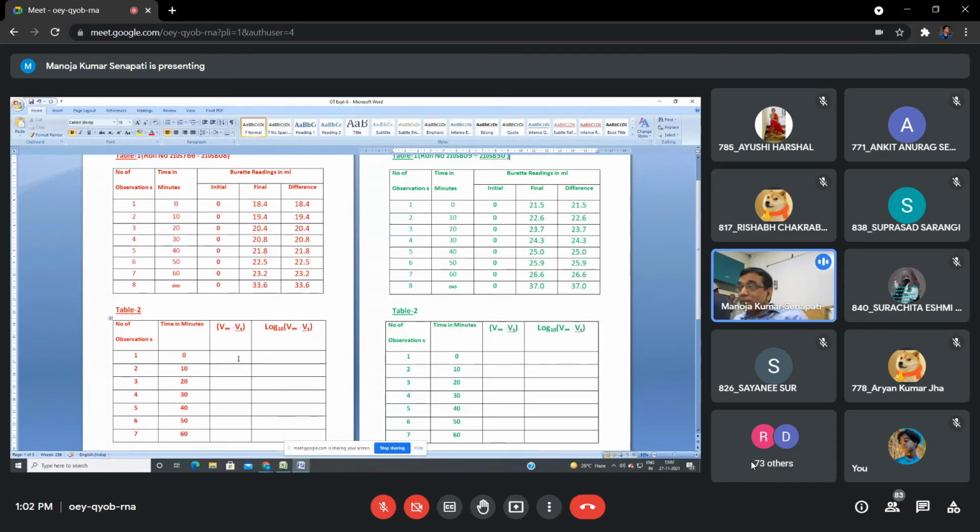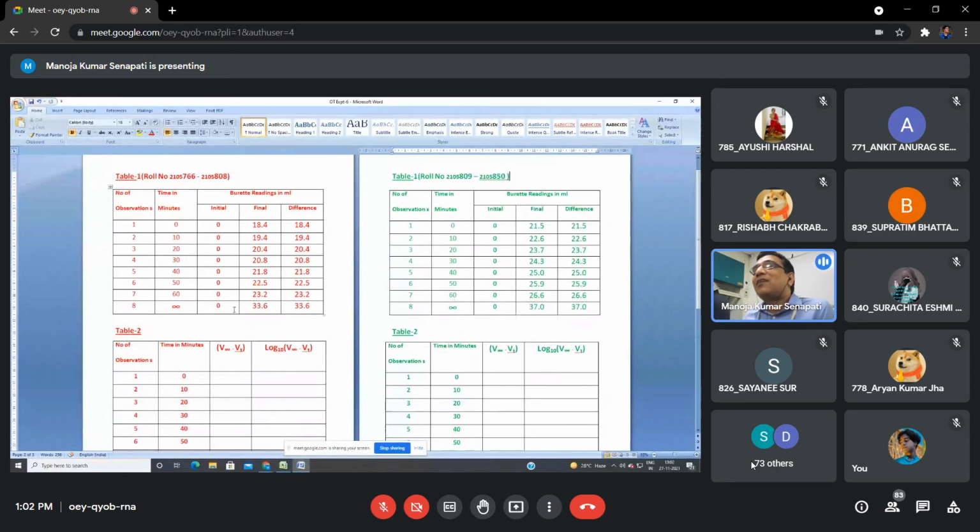So for this experiment, the graph is the important one. You have to draw the graph carefully. Sir, writing is complete. You can tell me so that I will write here and there will be no problem. Roll number 766 to 808. You should be careful with your calculator. Be ready with the calculator.